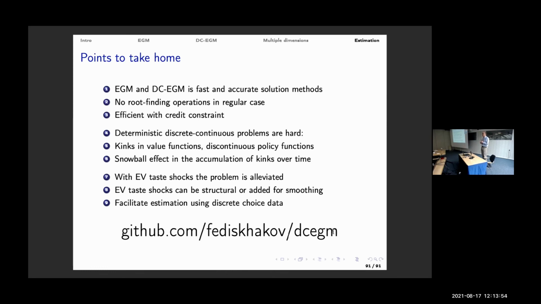At the same time, deterministic discrete-continuous models are intrinsically hard. I hope you remember this: kinks in the value functions and discontinuities in the policy functions, and remember that these are features of the model. So you have to keep that in the back of your head when you're writing a model with discrete-continuous combinations, or you should show how this is taken care of. And of course, extreme value shocks help. They make things more workable. Okay, let me stop here.